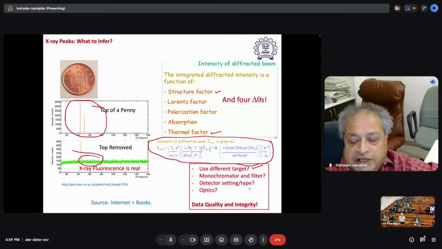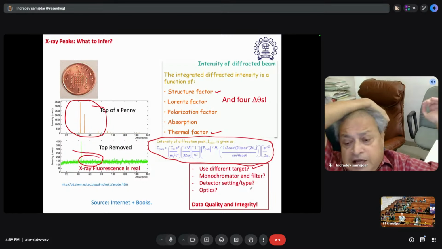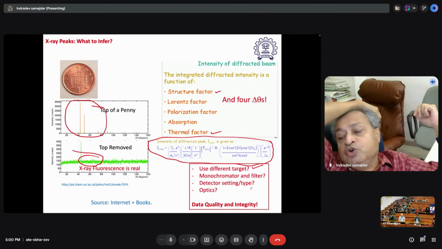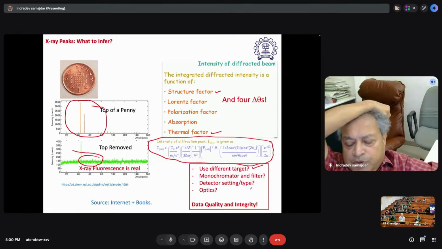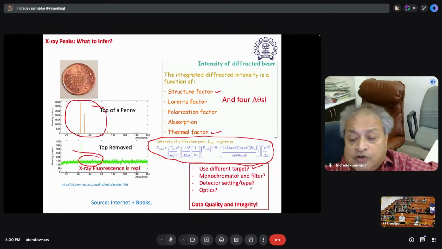The detector setting and type completely depends on your application. Because if I'm running the GI, I won't use the wide area detectors. They will be nonsense. Optics, again, depends on your application. For microfocus, we have no choice other than using the Montel. On any other application, on the other machine, sealed tube machine, we use lens, monocap, and polycap. The most important thing is data quality and data integrity.